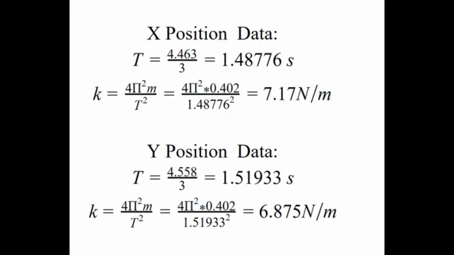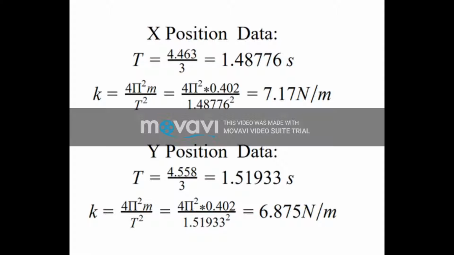This is fairly good data, since the periods from the x and y position data are supposed to be identical, and these numbers are very close together. The reason for the differences is most likely due to human error when selecting points for Tracker to use.